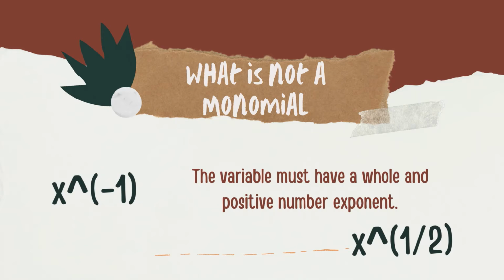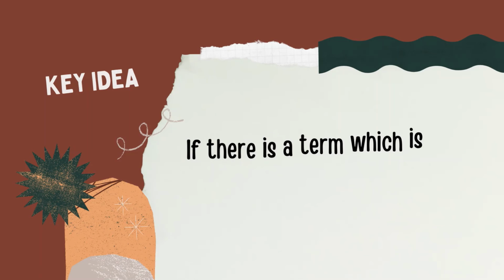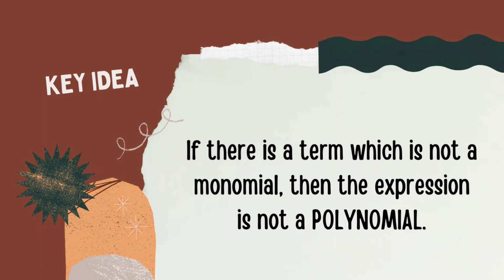And lastly, the variable must have a whole and positive numbered exponent. So therefore, the x raised to 1 half is not because the 1 half is a fraction and it is not a whole number. At the same time, the x raised to negative 1 is not a monomial because this exponent is not a positive number. It is a negative number. So the key idea here is, if there is a term which is not a monomial, then the expression is not a polynomial.